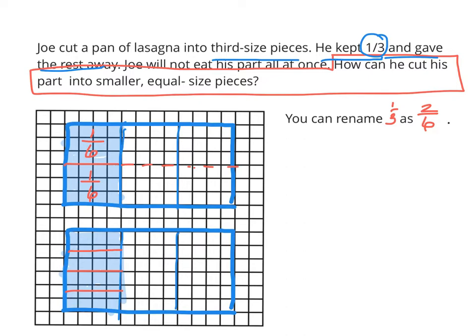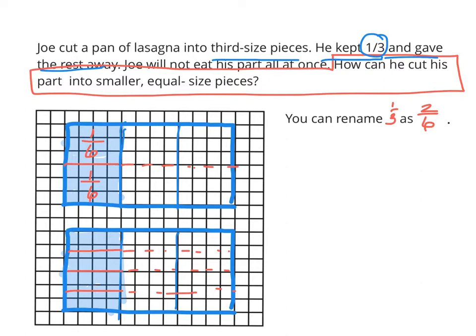So how many pieces would there be if Joe had cut the original pan of lasagna into equal pieces of this size? Well, there would be 12. Let's look and see why that would be. So he would have cut it this way, and this way, and this way. So let's go ahead and count those pieces. 1, 2, 3, 4, 5, 6, 7, 8, 9, 10, 11, 12.